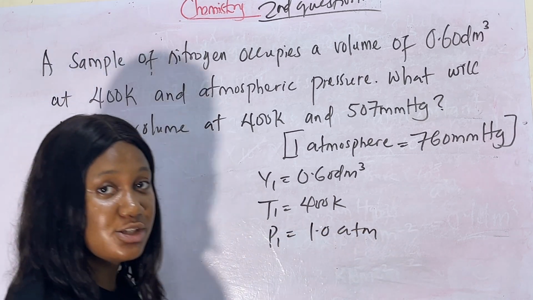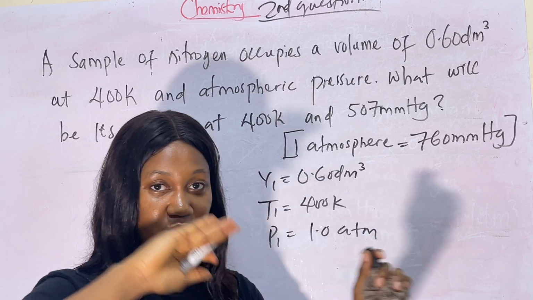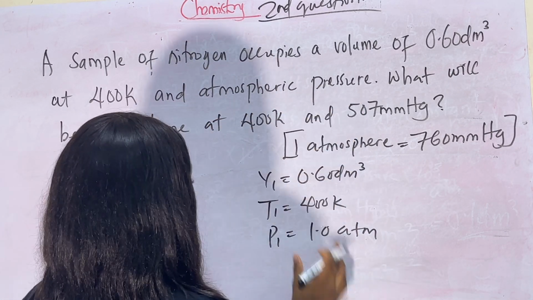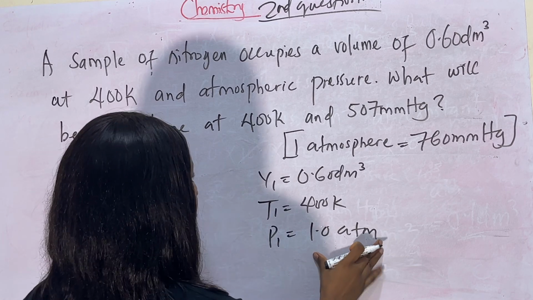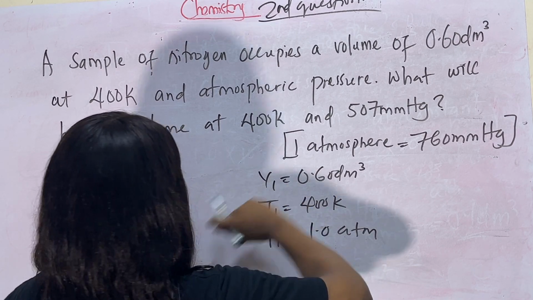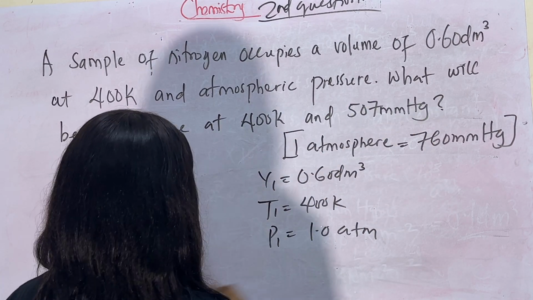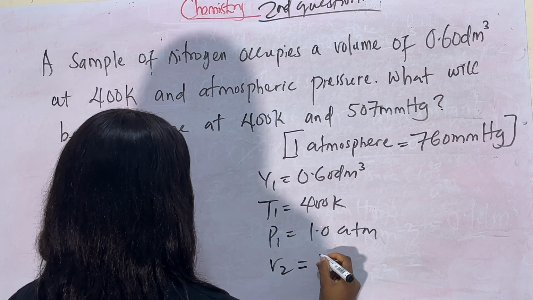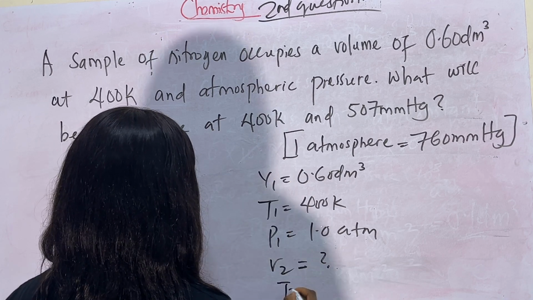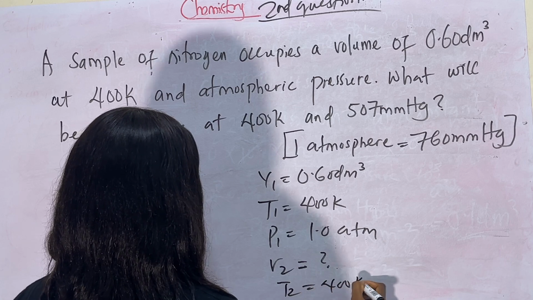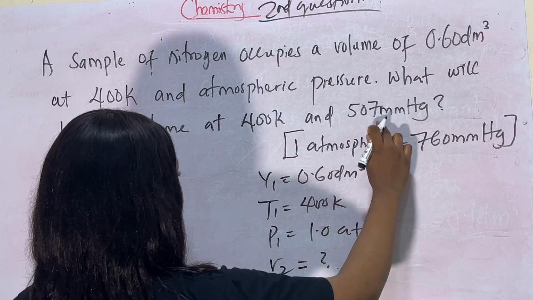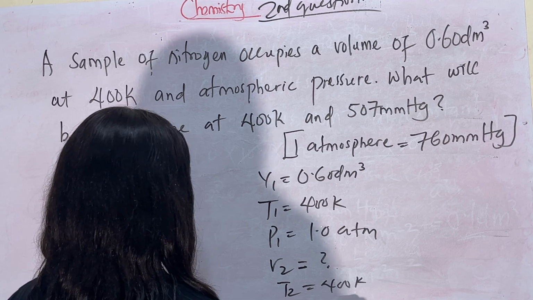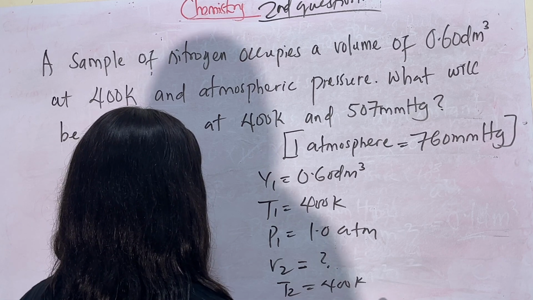That was why I went through all that stress to show you all of that, so that when you hear an atmospheric pressure, you should know it's 1.0 atm. Now, what would be its volume? So we're talking about V2 at 400 Kelvin. V2 is what we're looking for. T2 is equal to 400 Kelvin. And 507 millimeter mercury. So P2 is equal to 507 millimeter mercury.